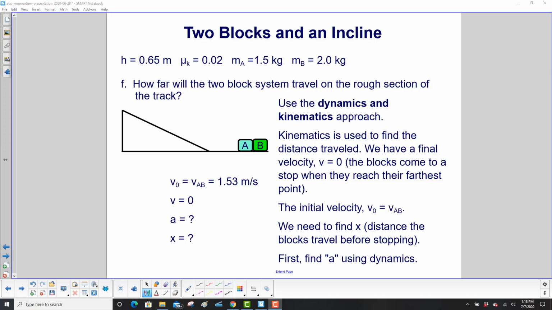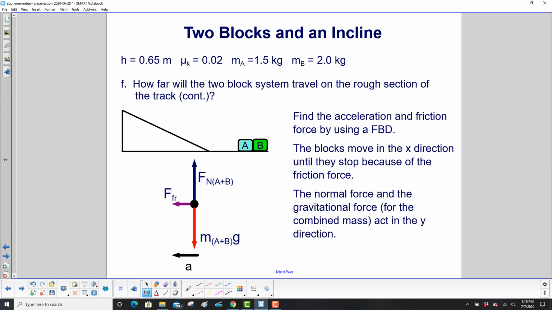Now let's work on the dynamics and kinematics approach. Kinematics is used to find the distance traveled. We have a final velocity, v, equal to 0, because the blocks come to a stop when they reach their farthest point. We have initial velocity, v sub ab, and we need to find x, the distance the blocks travel before stopping. First, find the acceleration using dynamics.